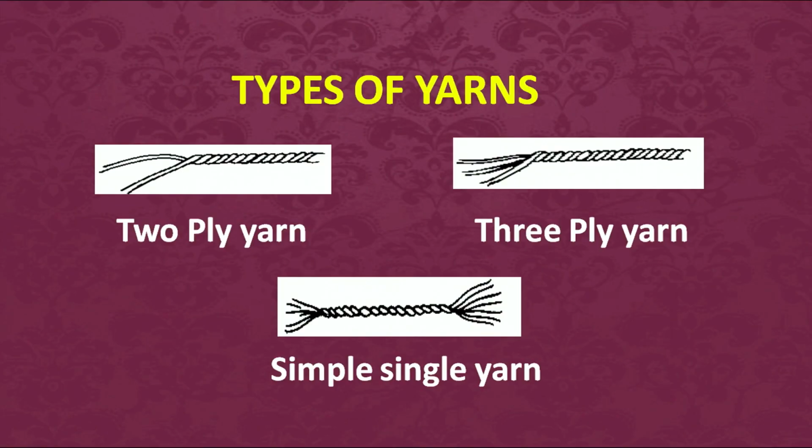So we can have 2-ply yarns. We take 2 fibers together and twist them together to make a yarn. We can take 3 fibers together, twist them together to make a 3-ply yarn, and likewise. So this kind of arrangement of twisting of yarn is known as simple single yarn. By doing this process, we will get uniform twisting all over the yarn, and we will get the simple yarn.